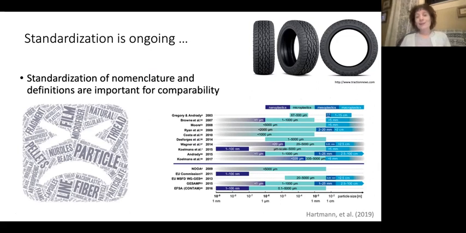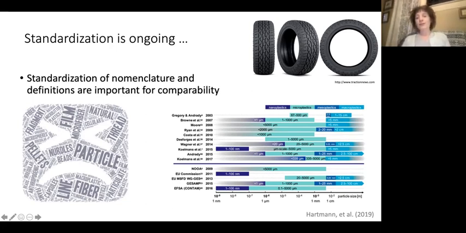And you can see from this list of papers, starting with Gregory and Andrade way back in 2003, so way before those publications started going up exponentially, and then all the way down here to EFSA in 2016. And some of these are European regulatory groups. You can see the chart here has nanoplastics, microplastics, mesoplastics, and macroplastics. And each group has a slightly different cutoff, which can be a little bit confusing.